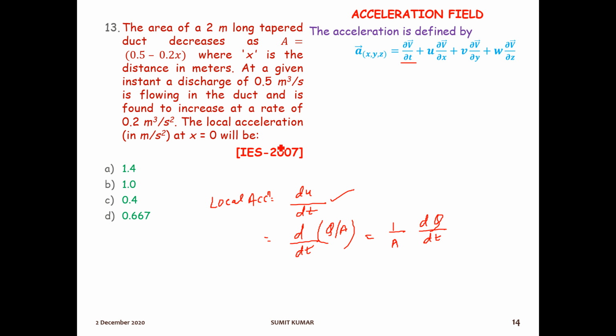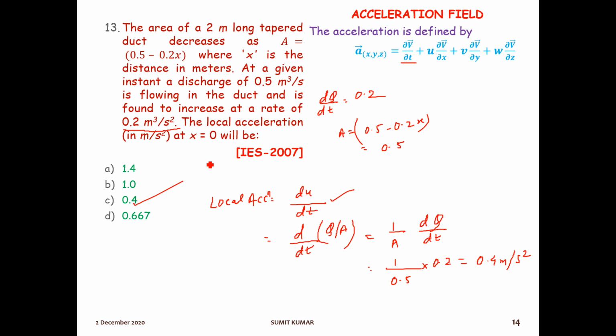Okay. So at x equal to 0, what will be area? At x equal to 0, A will be what? 0.5 minus 0.2 into x. This is the equation for area. Now area is equal to what? At x equal to 0, area will be only 0.5. So it will be 1 by 0.5. Now since it is saying that at a given instant a discharge of 0.5 meter cube per second is flowing in the duct and is found to increase at a rate of 0.2 meter cube per second square, it means here dq by dt, rate of change, is 0.2. So just solve this. 2 by 5 means 0.4 meter per second square is the correct answer. Option number C is the correct answer.